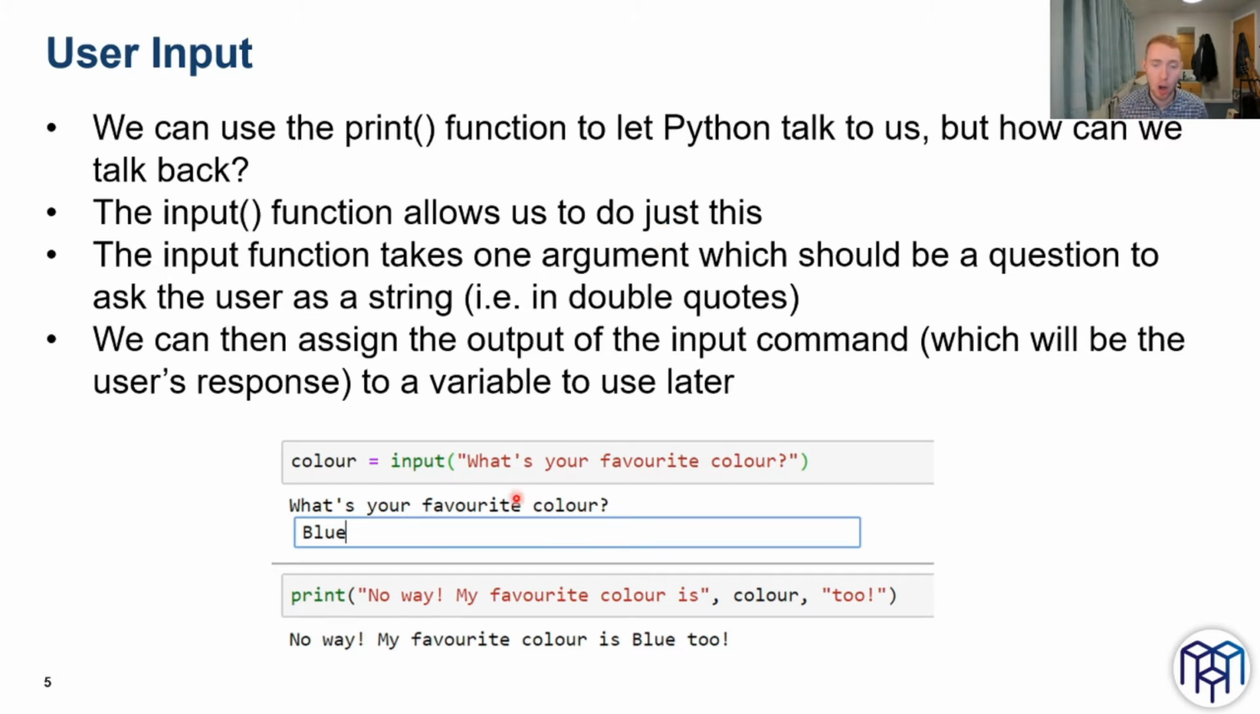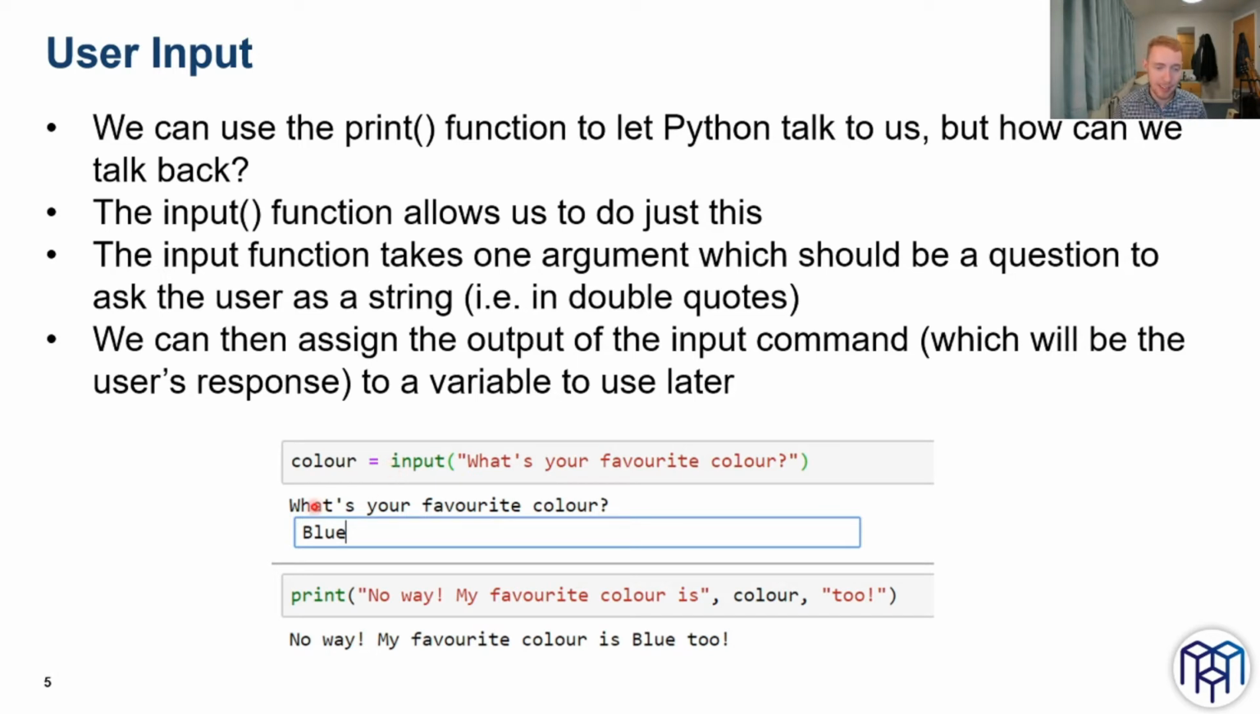So for example, we can use the input function here, and inside the brackets we put a single thing, and that's going to be the question that we're asking the user. So, what's your favorite color? And we put that inside of double quotes here. And so we can then run this, and this will return whatever value the user types in.